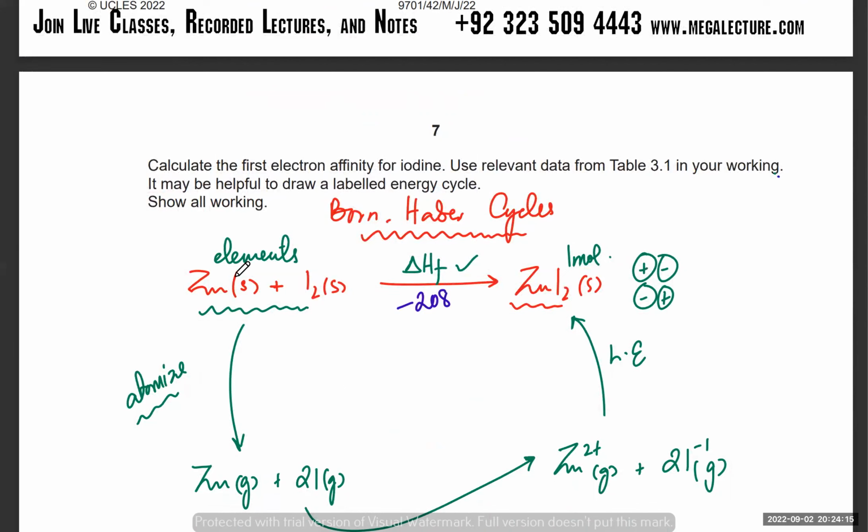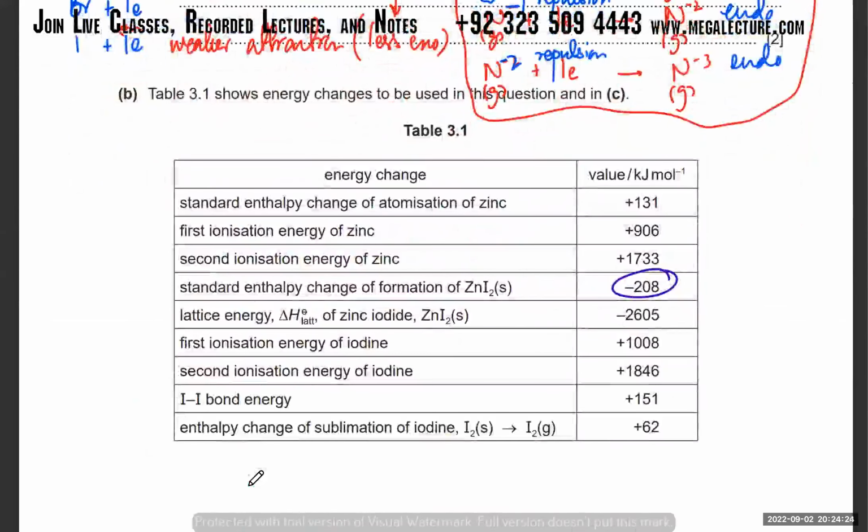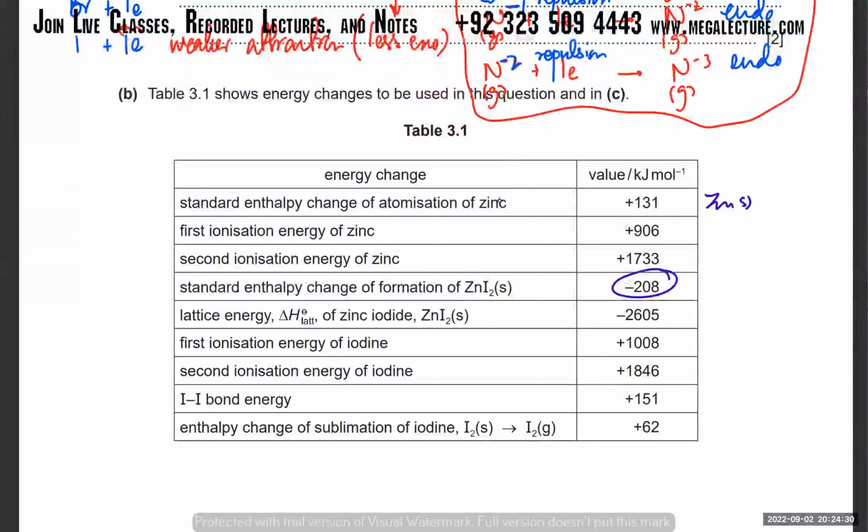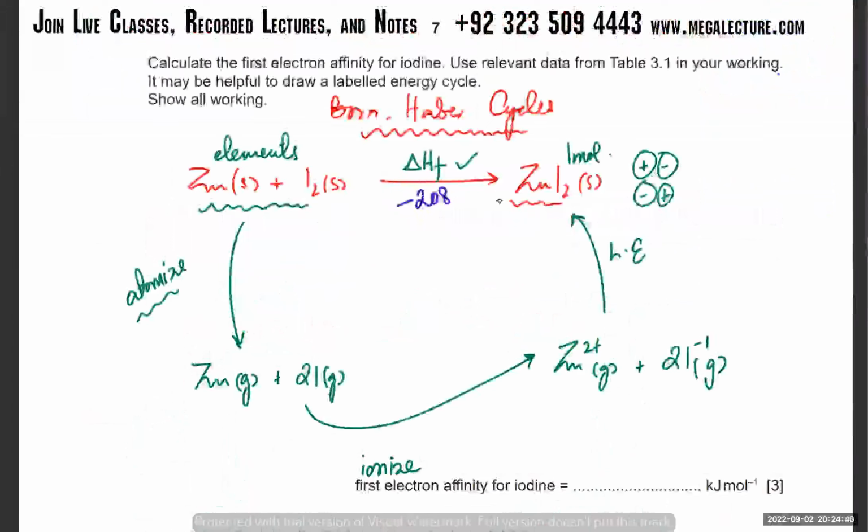Then what else do I need? How do you turn zinc solid to zinc gaseous atoms? That's the enthalpy change of atomization of zinc. Is this given in the question? It is given. Atomization of zinc is where the zinc metallic solid turns into atoms, you break all the bonds. So that is plus 131, right? Is that clear?